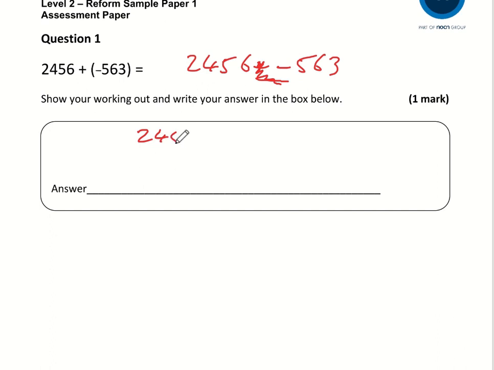So 2456 take away 563, just column subtraction now. 6 take away 3 is 3, 5 take away 6 can't be done, so 4 becomes a 3, the 5 becomes a 15, 15 take away 6 is 9, 3 take away 5 can't be done, but actually we can just do 23 take away 5 here, which is 18. So the answer is 1893.